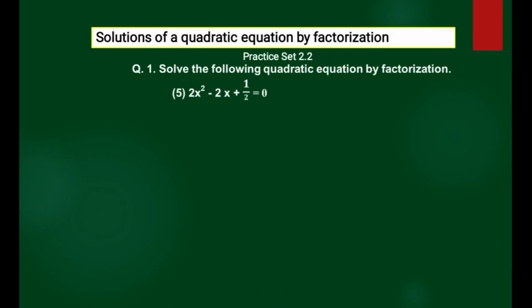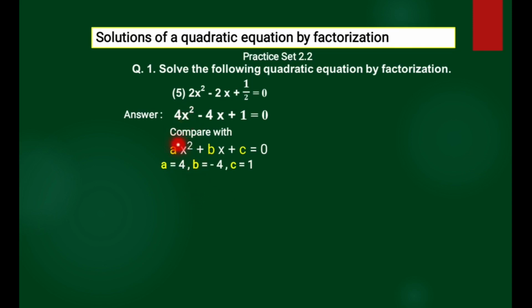So see the next question, question 5th. The equation is 2x square minus 2x plus 1 by 2 equals to 0. So we reduce this fractional part first. So we multiply each term by 2. After multiplying each term by 2, we get 2 into 2, 4, 2 into 2, 4, and here the 2 get cancelled. So this is the general form. We compare this equation with ax square plus bx plus c equals to 0. So we get here a equals to 4, b equals to minus 4, c equals to 1.